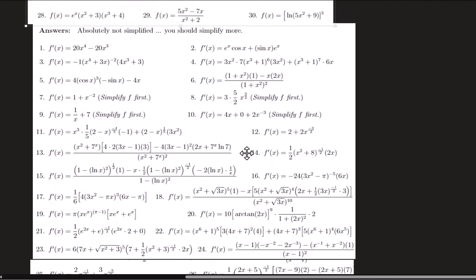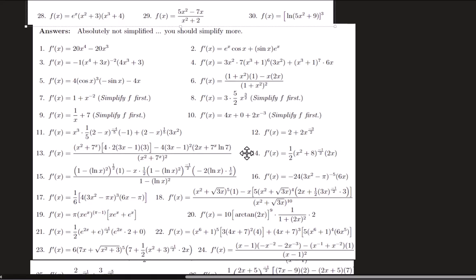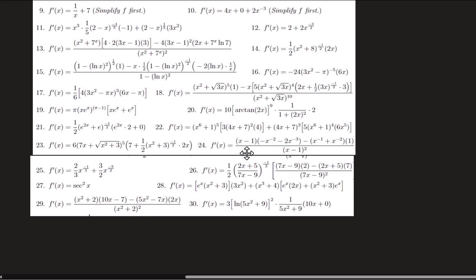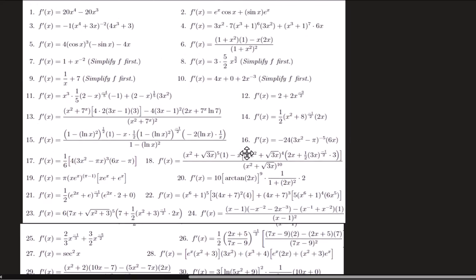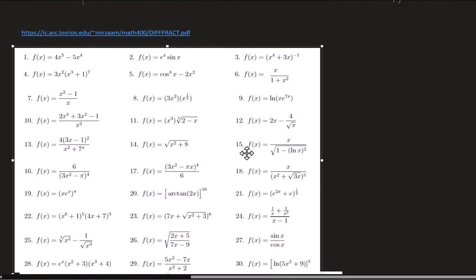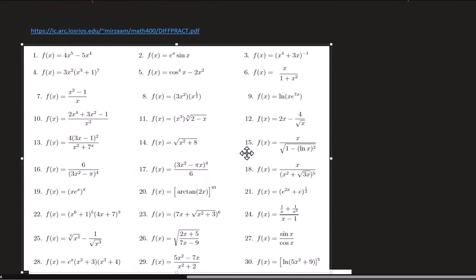Or here we have 25 through 30. And I see there are some on here that I did not do, so just in case you wanted to know, the derivative of a to the x, where that's not e, is the natural log of a times a to the x. So the derivative of 5 to the x is natural log of 5 times 5 to the x. So that's not one I gave you.